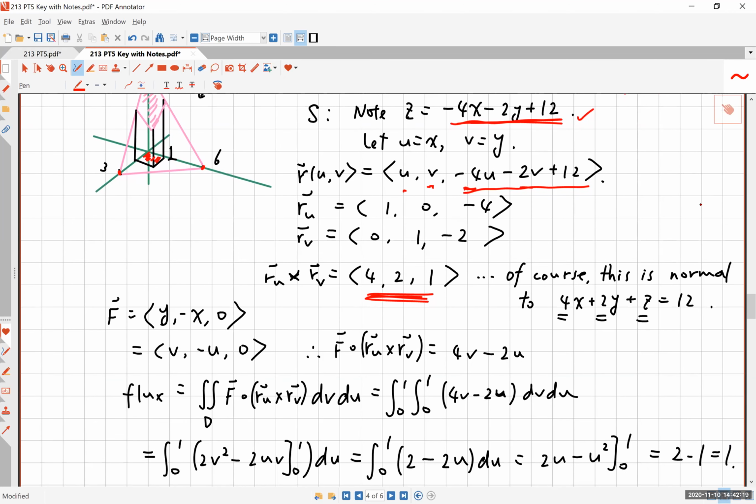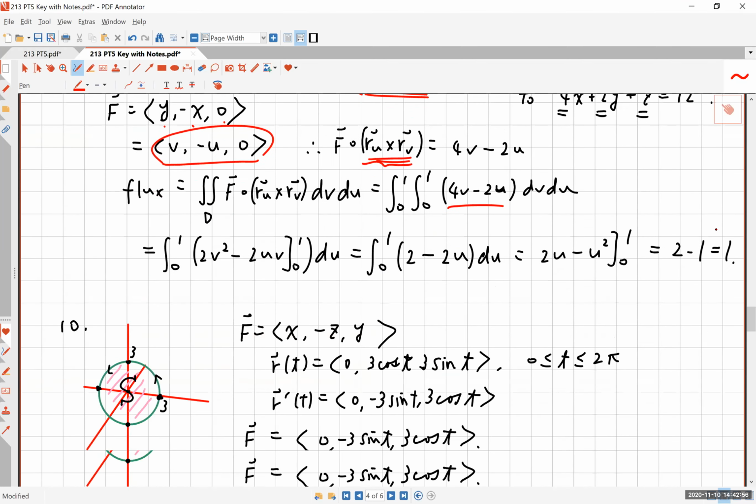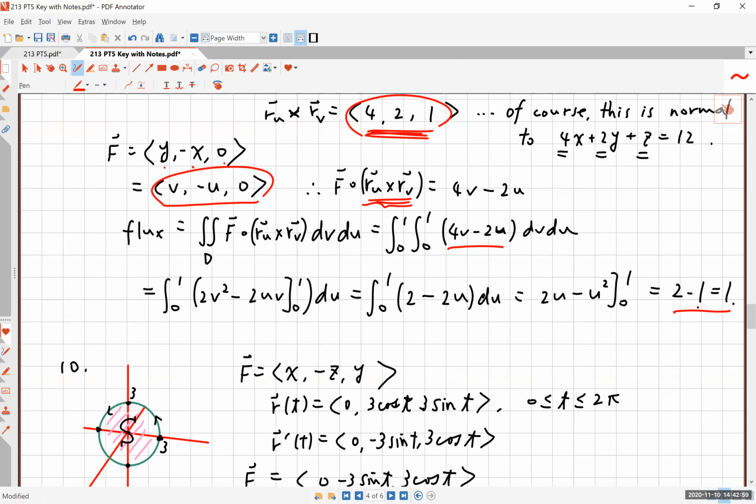I do not have to take the norm of this, right? Remember, because this should be dotted with F. F is (y, -x, 0). This is y, okay? And this is x, so negative x will be negative u. And so you take the dot product of this F and the just discovered ru cross rv. That's 4v minus 2u. That's it, all right? And so that's what you integrate over the square region, 0 to 1, 0 to 1, on the uv plane, which is, of course, the same as the xy plane in this case, and you will get your answer of 2 minus 1, which is equal to 1.